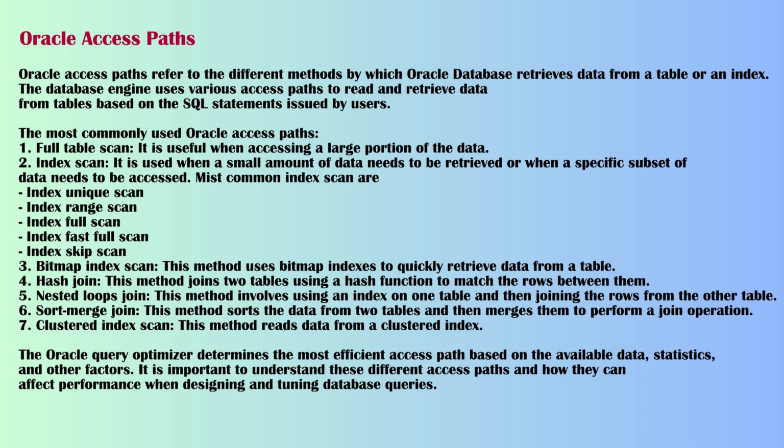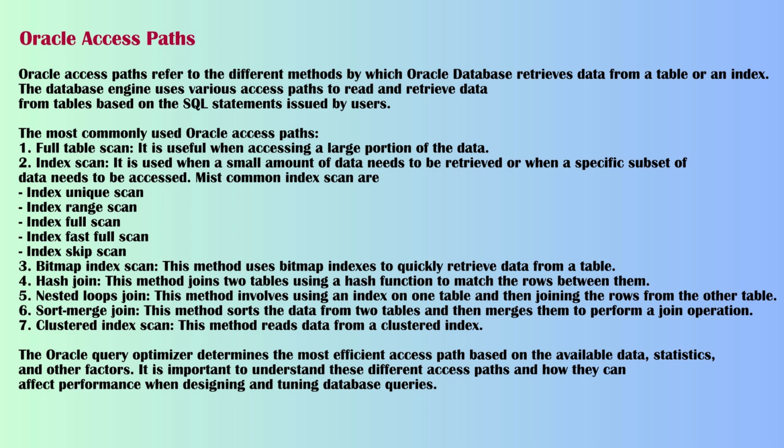A clustered index scan in Oracle refers to a method of retrieving data from a table that is organized based on the clustered index. A clustered index is a type of index in which the physical order of the data in the table is determined by the values of one or more columns in the index. During a clustered index scan, Oracle reads data directly from the clustered index structure, rather than from the table itself. This allows for fast and efficient retrieval of data, particularly when searching for a range of values in a specific column.